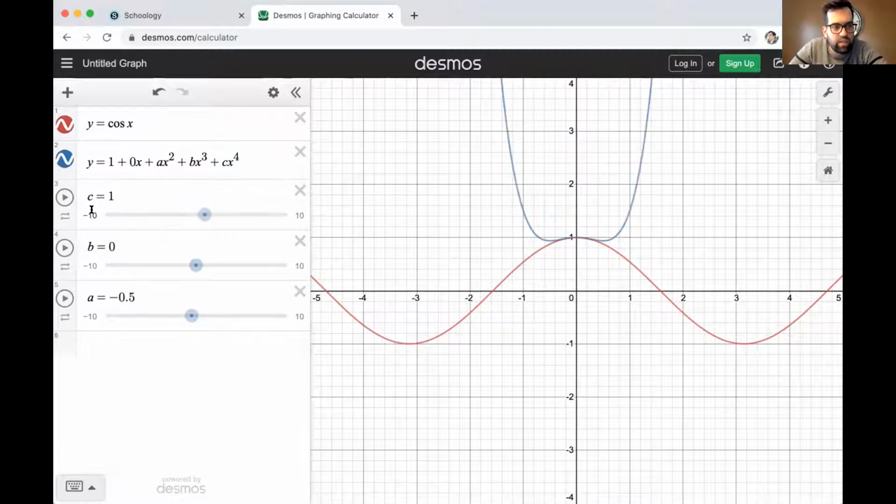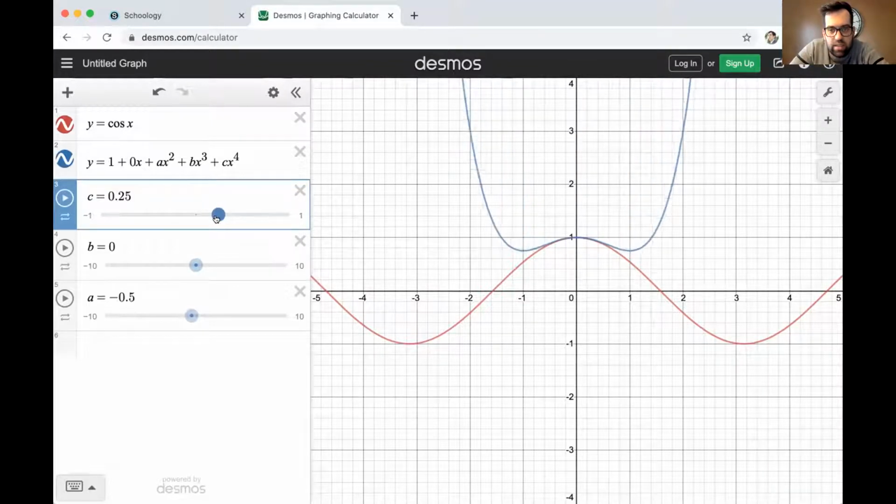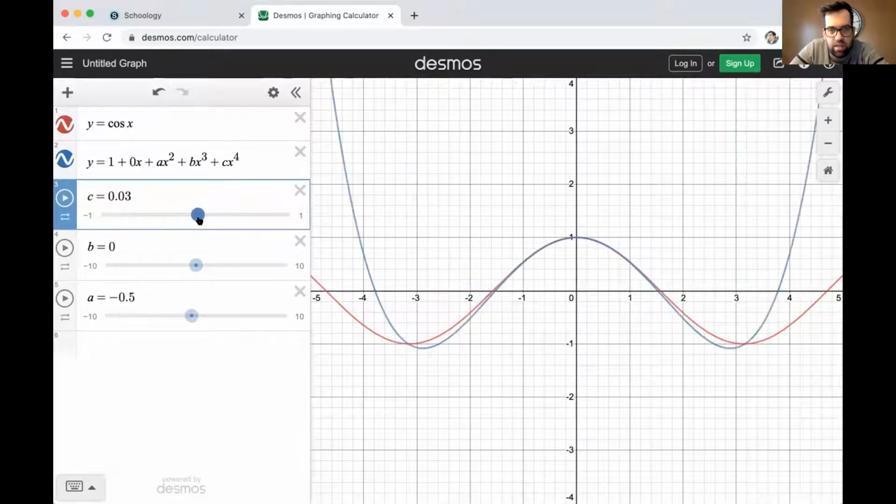And I want to get pretty precise here. So I'm going to change this slider so it just goes from -1 to 1, so I can get pretty precise. And this time we got something good.